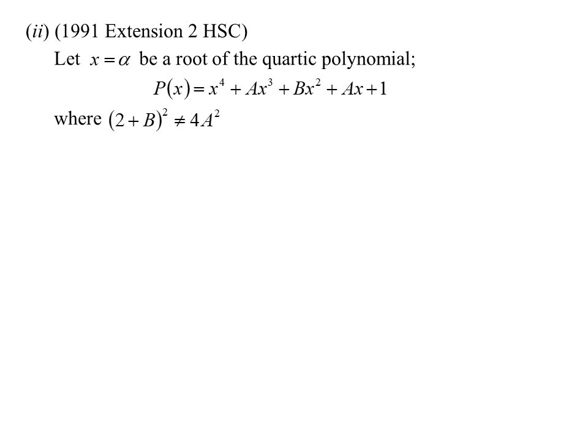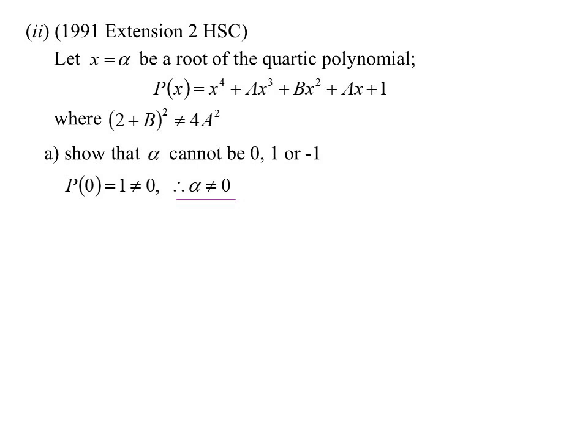We've got this quartic, but we've been given this extra piece of information that 2 plus b squared cannot equal 4a squared. We're now going to show that alpha, our root, can't be 0, 1 or negative 1. It can't be any of those. Well, 0 is nice and easy. I can just substitute that in and I get the answer 1, which obviously doesn't equal 0. It can't be the root.